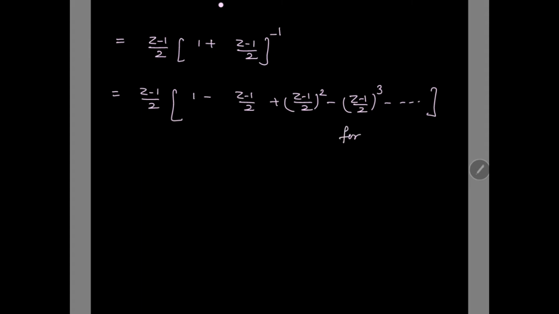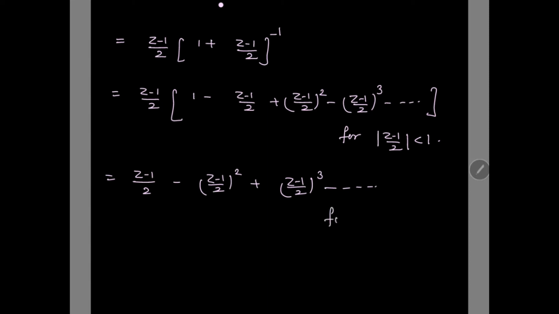Of course, I have to write this whole |(z − 1)/2| should be less than 1. So the series is expanded for this modulus less than 1. Now multiplying this (z − 1)/2 wholly inside, this is (z − 1)/2 − ((z − 1)/2)² + ((z − 1)/2)³ and so on. Taking 2 on the other side, |z − 1| < 2. This is also taken to be the region of validity.